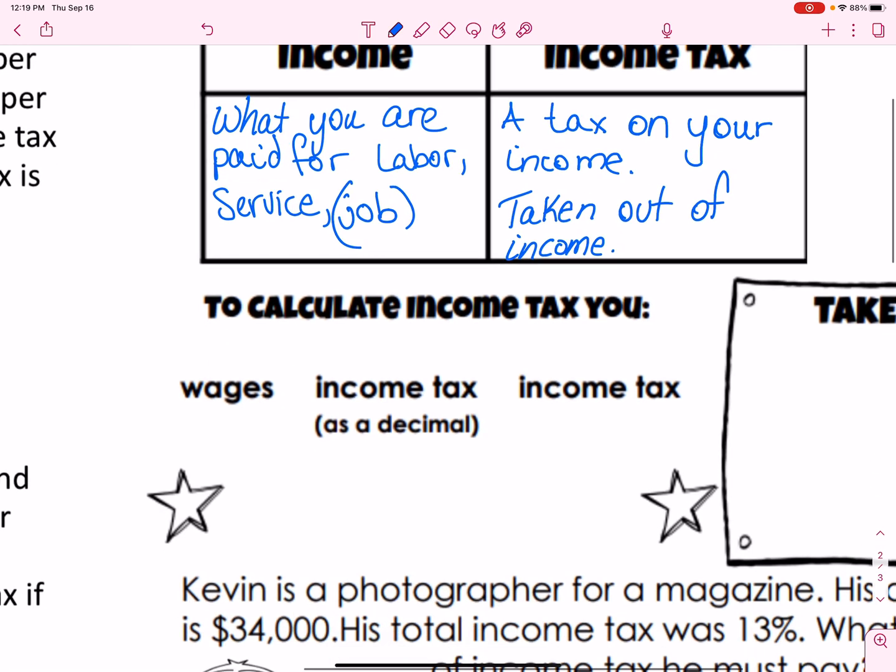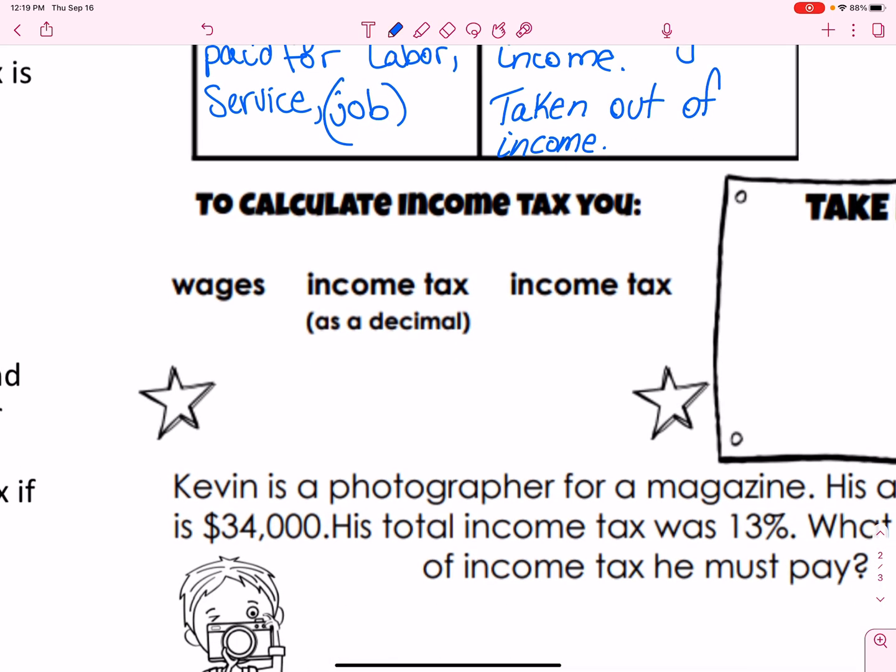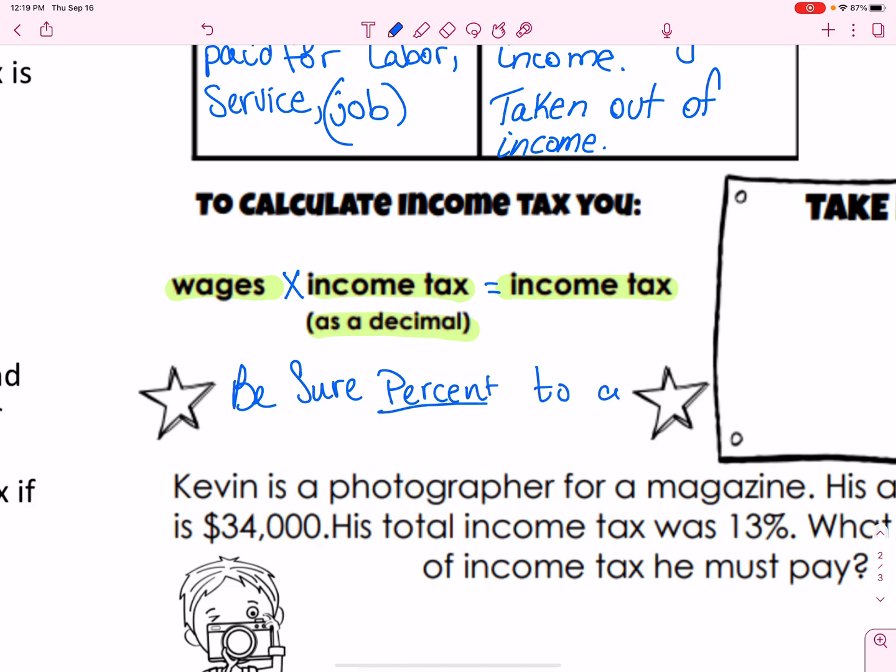So to find income tax, we look at how much we are paid, and then we look at that income tax as a decimal, and we're going to multiply those two. And that's going to give us our income tax. But the big thing is, just like with sales tax, we have to be sure to turn that percent to a decimal.